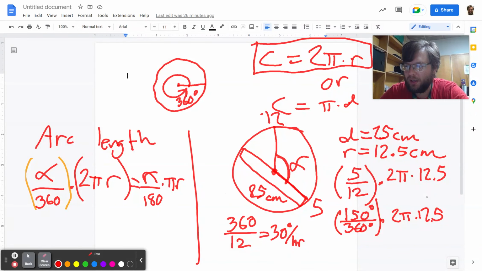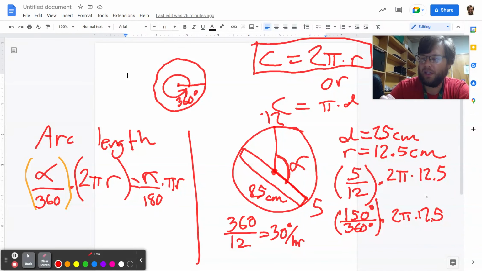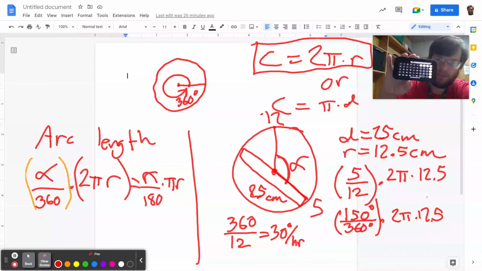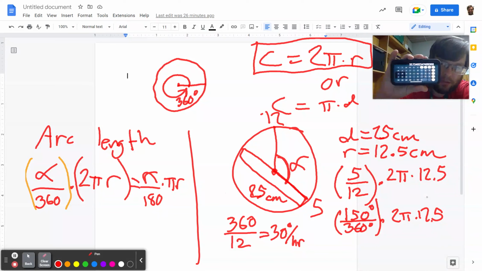So then pull out my trusty calculator here. Okay, so I'll just go 5 divided by 12, times 2 times 12.5. So this is what I have before I hit pi. So you turn sideways to get your pi button. Multiply by pi. It's kind of on the bottom. And that is what I ended up with.